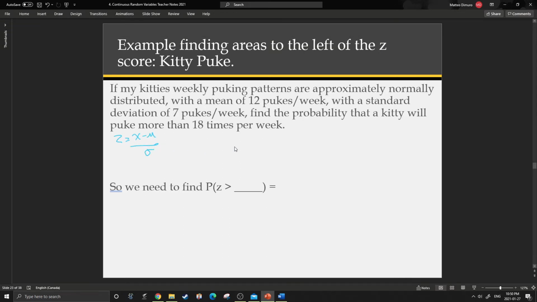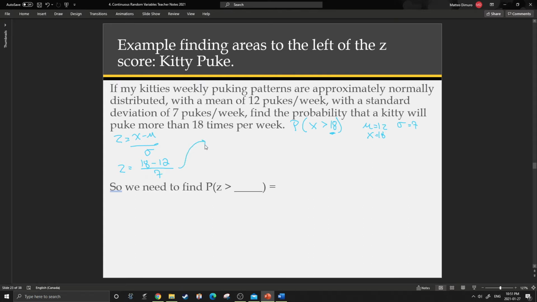We're going to go ahead and find a z-score. So I'm looking for the probability that x is greater than 18. They say the mean is 12 and that the standard deviation is 7, and then my x value is going to be 18, right? Plug it into my little formula here. So we go 18 minus the mean of 12 divided by the standard deviation of 7.